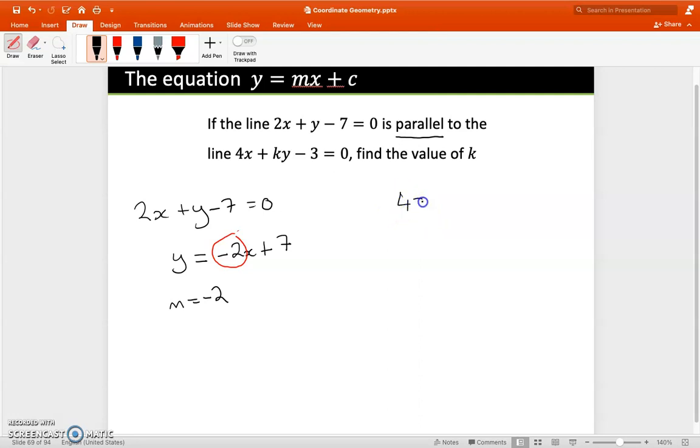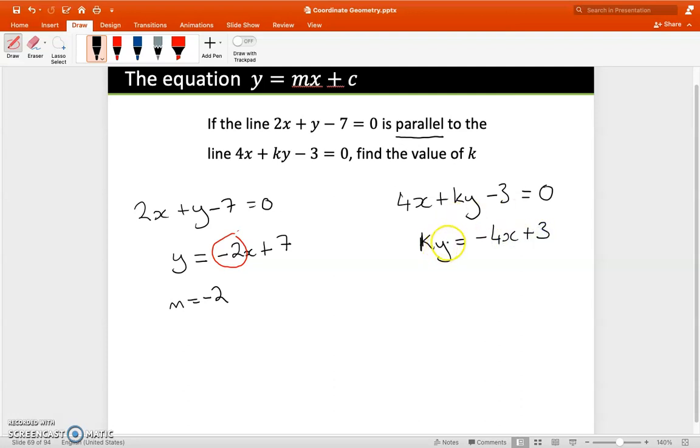So we've got a 4x plus ky minus 3 equals 0. So again, I'm just going to leave my ky on the left-hand side, and I'm going to put the other things on the right-hand side. So the 4x goes to the right-hand side and becomes a minus 4x. The minus 3 goes to the right-hand side and becomes a plus 3.